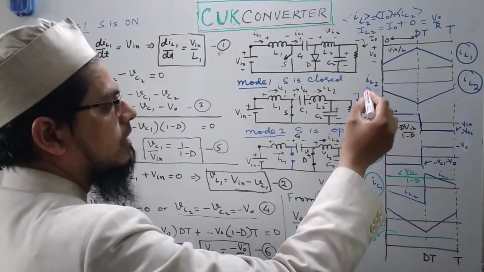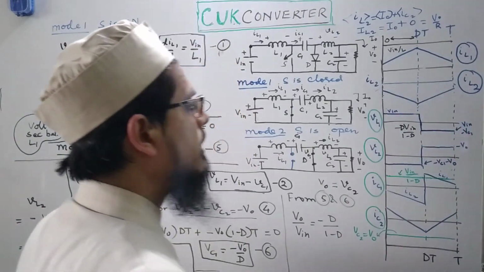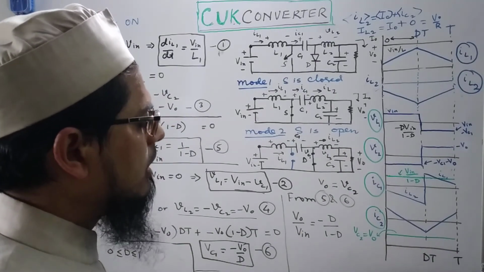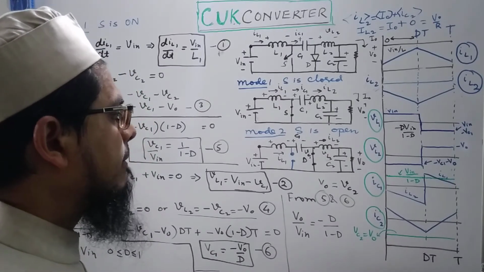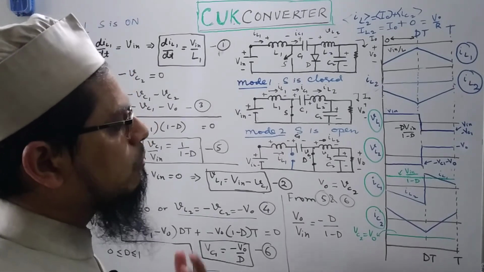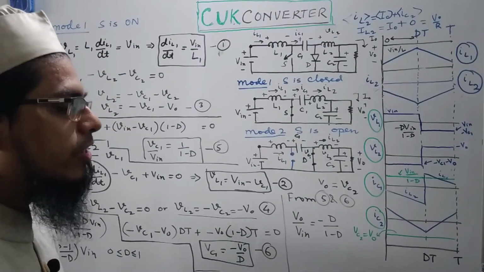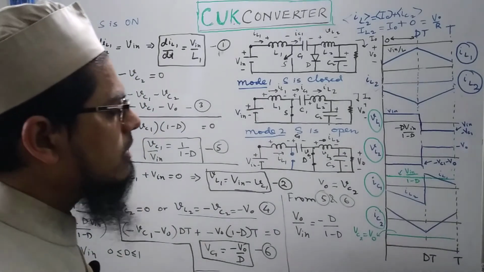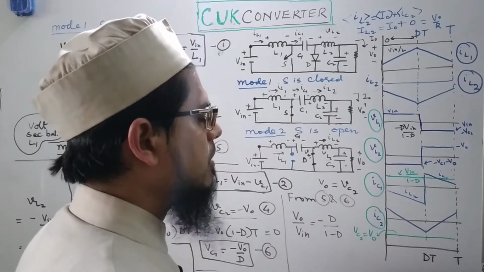So we have seen the voltages and the currents through the inductors L1 and L2. Now we have to see the voltage and current through the capacitor. Okay, so let me show you here itself, and then we will move to the expression for the ripple in the voltage as well as the current. Let's come to IC1 first, the current through the capacitor C1.